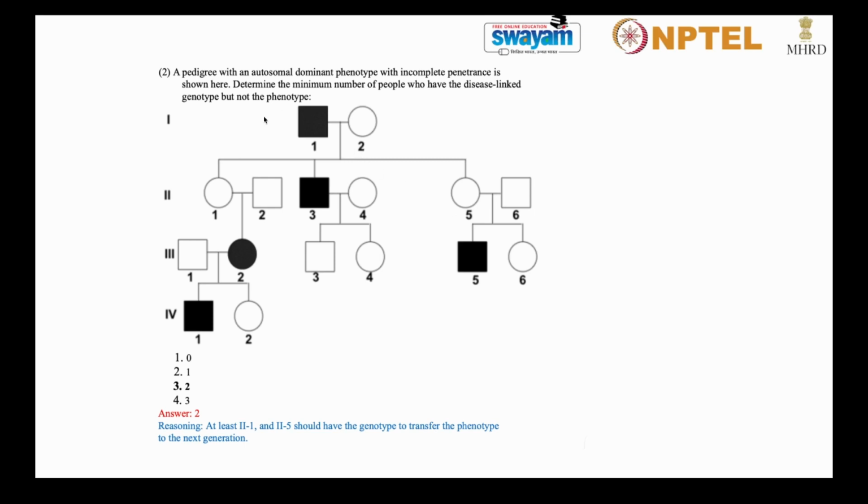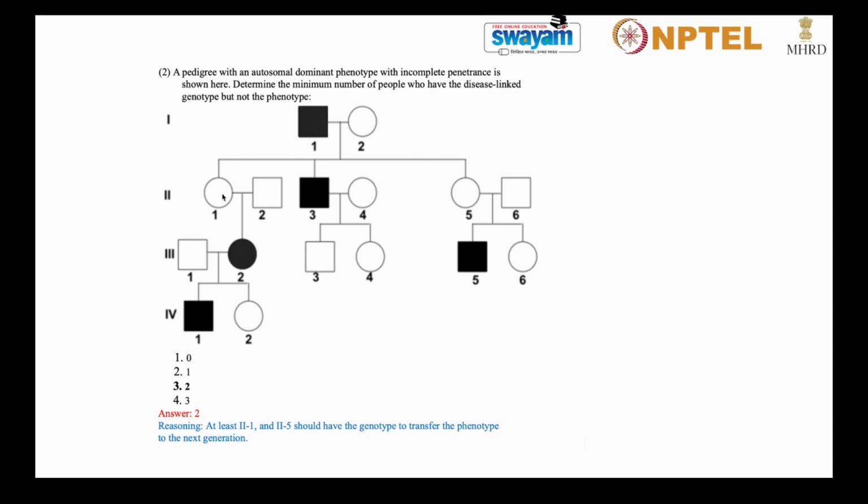So let's see from generation 1. The father was affected and the mother was unaffected. So if we have to write its genotype, it might have capital A, small a, and the unaffected individual will definitely have the recessive alleles, so it's small a, small a. It could also be double capital A. But now let's look at its offspring.